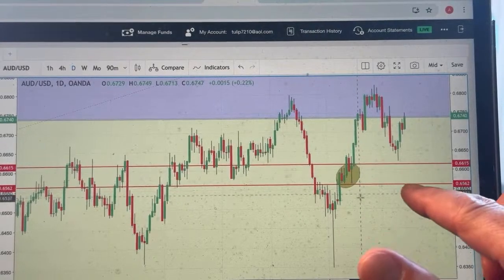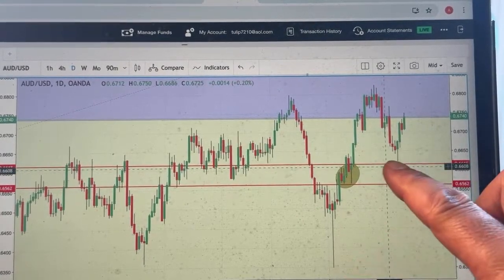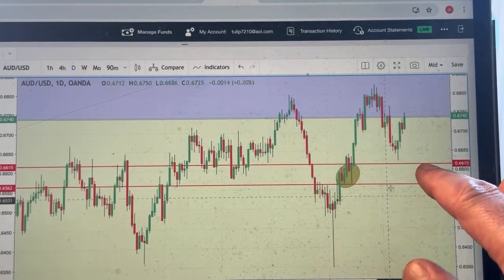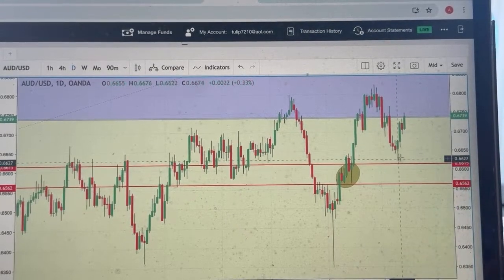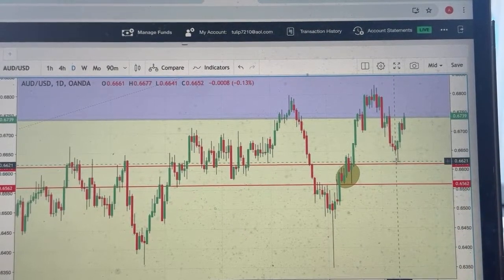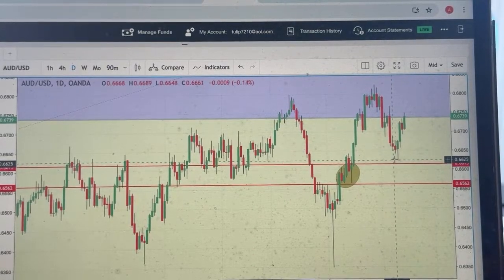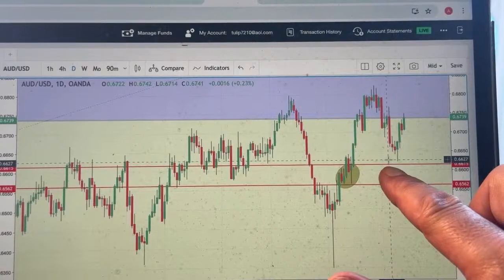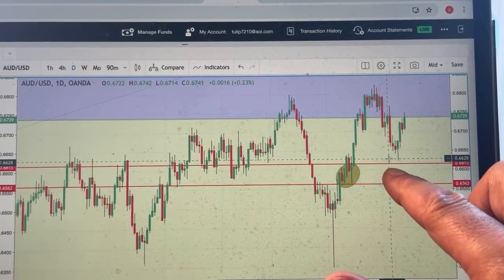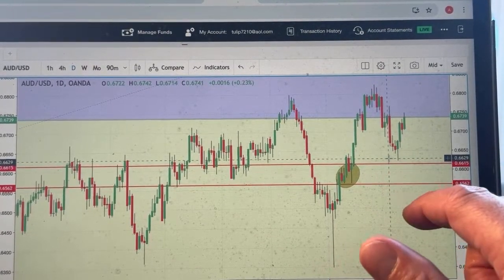Now, this is a pretty good level, okay? And you can already kind of see that, because look at this wick right here. Look at this candle wick. It already came down and basically punctured it. Didn't make it all the way down there, but that just shows you there was so much buying pressure right here. Here's another area where demand worked solidly, okay?